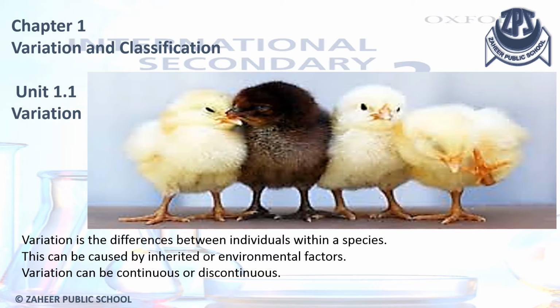Chapter 1 is about variation and classification, and unit 1.1 is about variation. Variation is the difference between individuals within a species; every individual varies from each other. These variations are because of the characteristics inherited from their parents, and they may be continuous or discontinuous. Let's study these variations in detail.